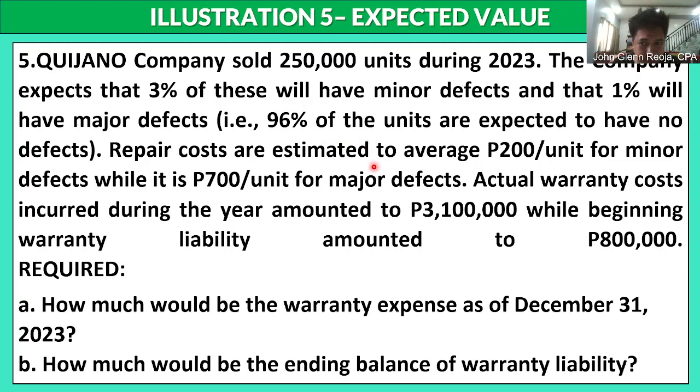So how to compute? So 250,000 times 96%, 0 yung warranty cost, since wala naman tayong liability doon. Kasi based sa estimation natin, that is considered non-defective units. Then the 3% of the 250,000 times 200, that would be 1.5 million, is the cost for minor defects. Then for the major defects, that is 250,000 units times 1% times 700 for major defects. So how much would be the warranty expense?